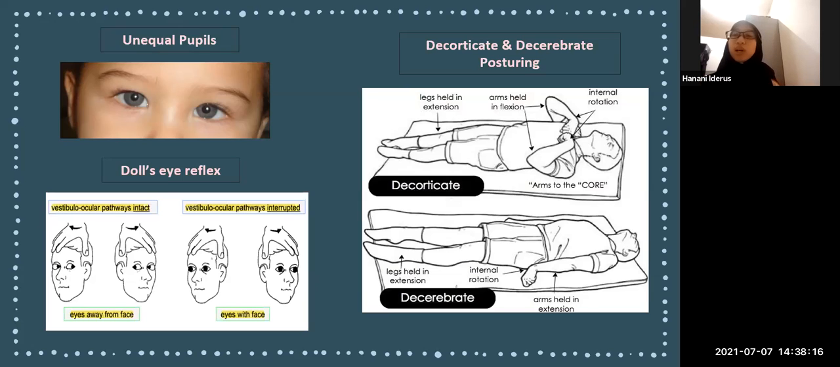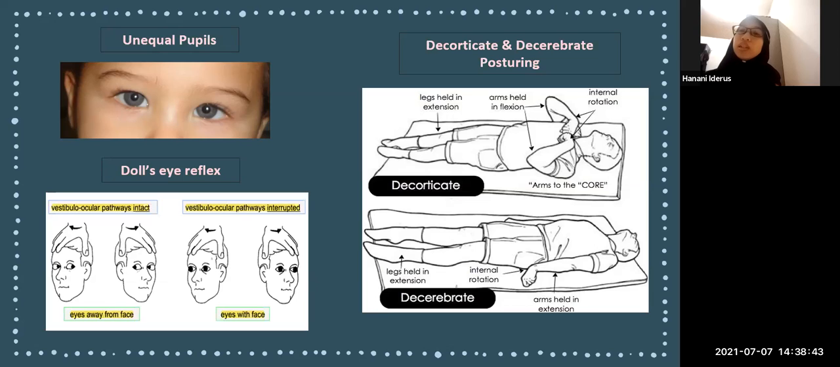Why this can only be assessed in comatose or newborn is that in awake patients or older patients like us, we can voluntarily follow our head to the same side. So this would override the reflex. That's why we cannot assess this in older or awake patients.